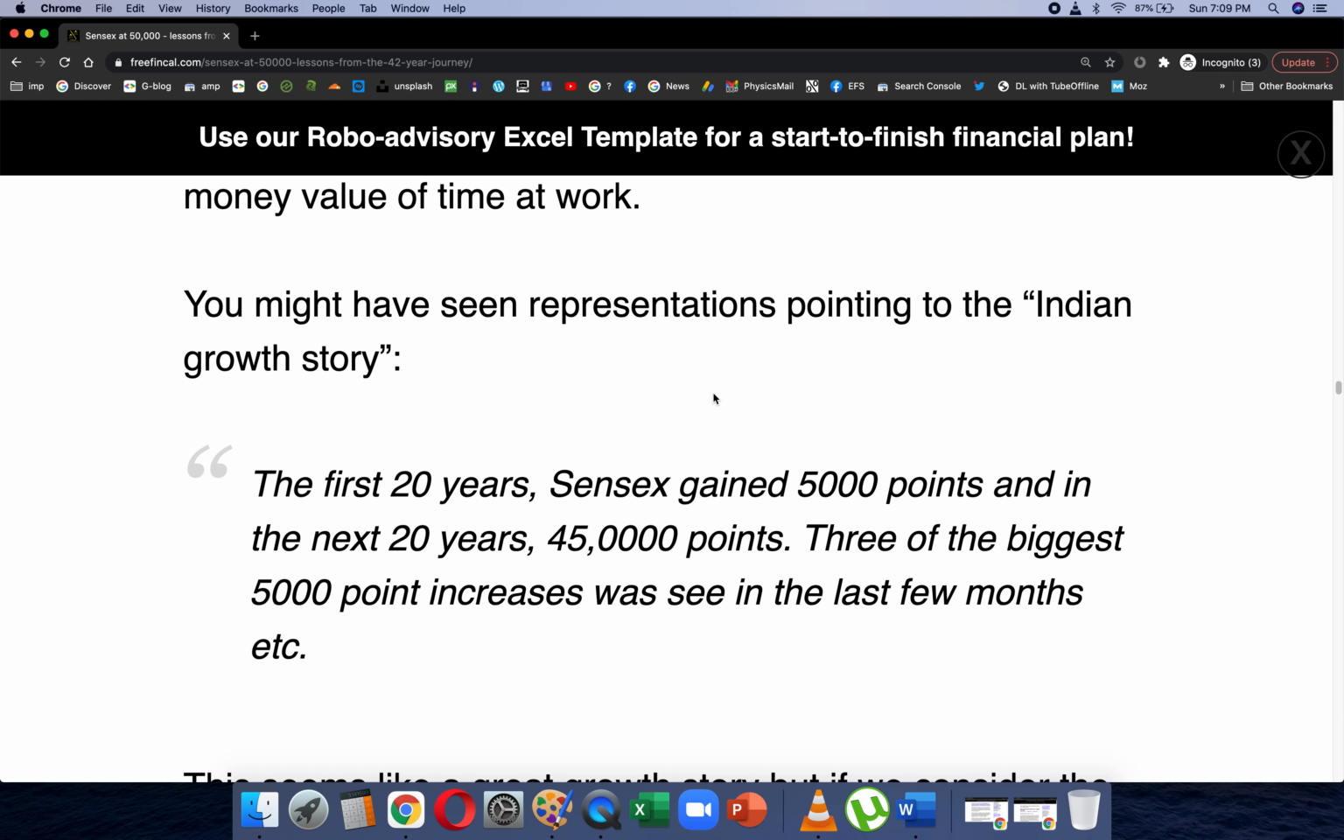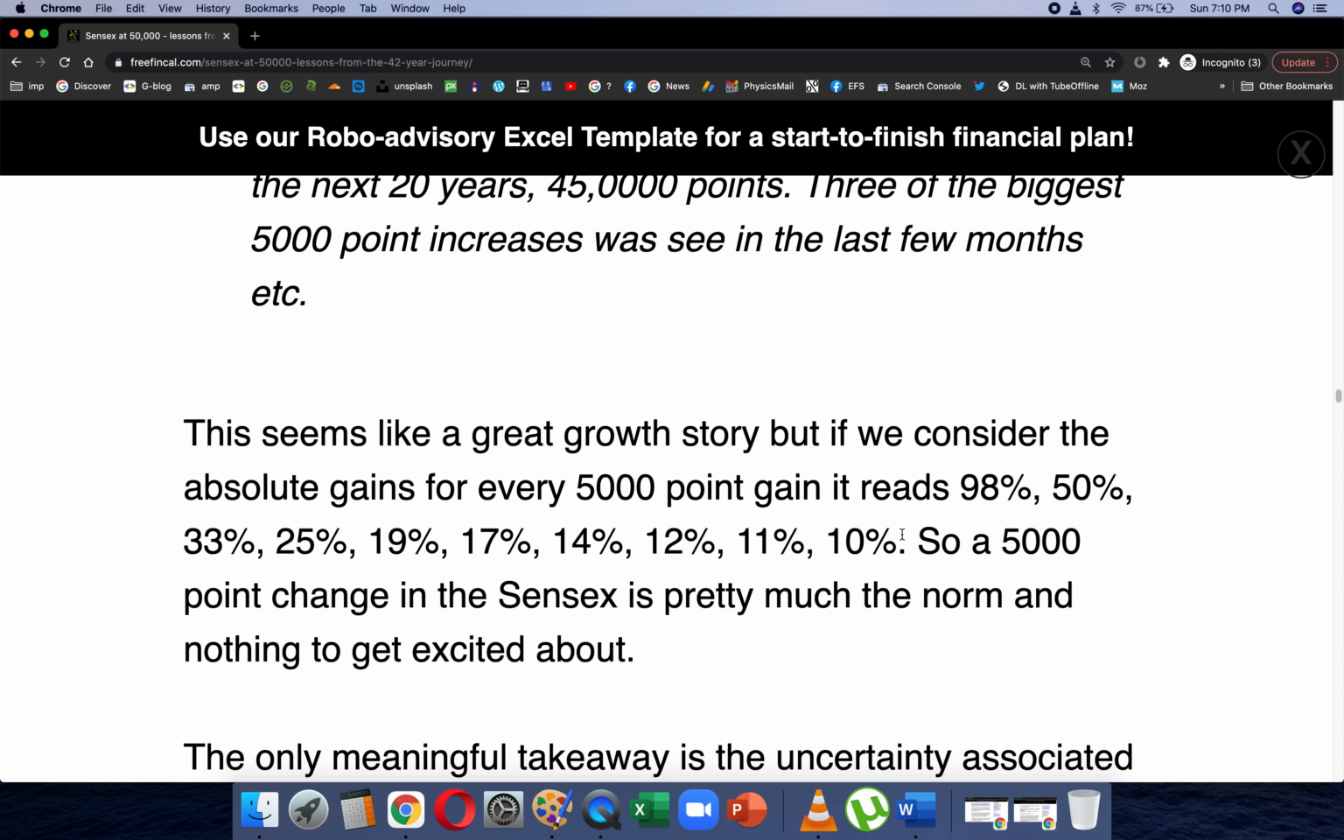But all that is not really true, because for the first 5,000, it's a very big mountain. All the other 5,000 milestones are much smaller milestones, because the baseline is higher. It is becoming 20,000, 25,000, 40,000 and so on. So the absolute gain associated with an increase of 5,000 is significantly smaller. And you can see here, the first 5,000 is 98% gain, then 50%, 33%, 25%, 19, 17, 14, 12, 11, 10. So it keeps falling down. So basically this 5,000 point increase is not a very big deal.